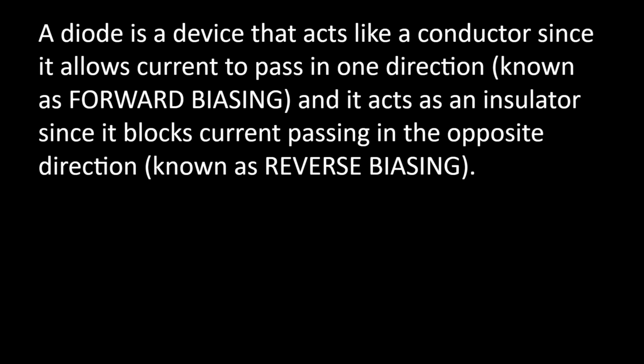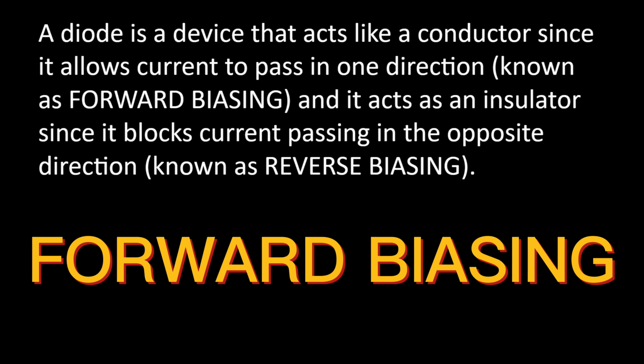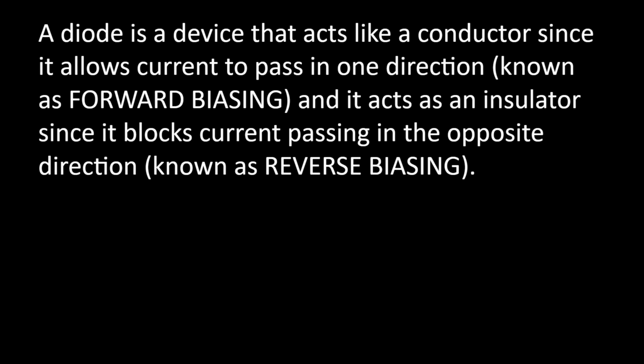Let's talk about diodes: theories, principle, types, classification, circuits, illustration, and application. A diode is a device that acts like a conductor since it allows current to pass in one direction, known as forward biasing, and it acts as an insulator since it blocks current passing in the opposite direction, known as reverse biasing.